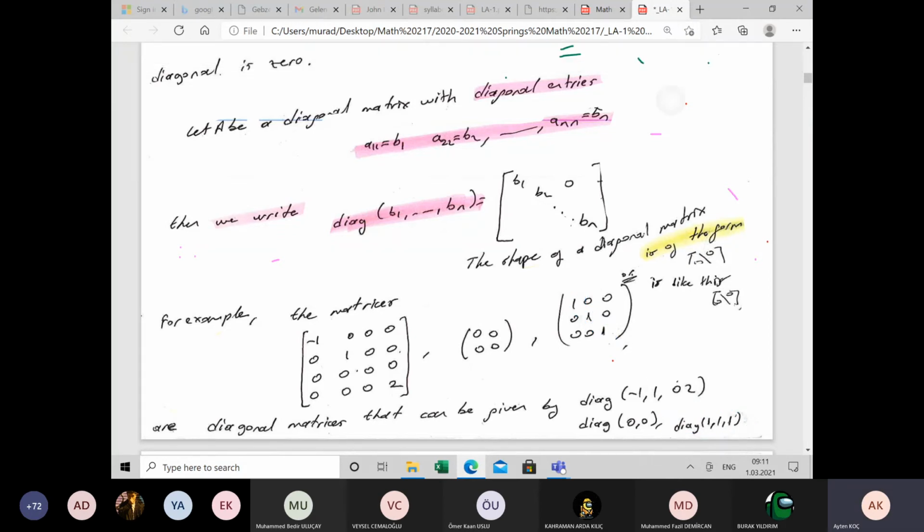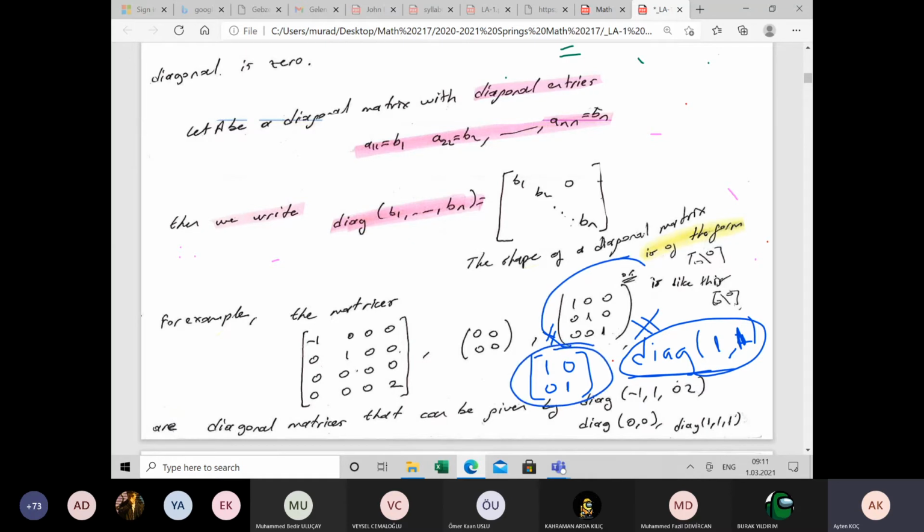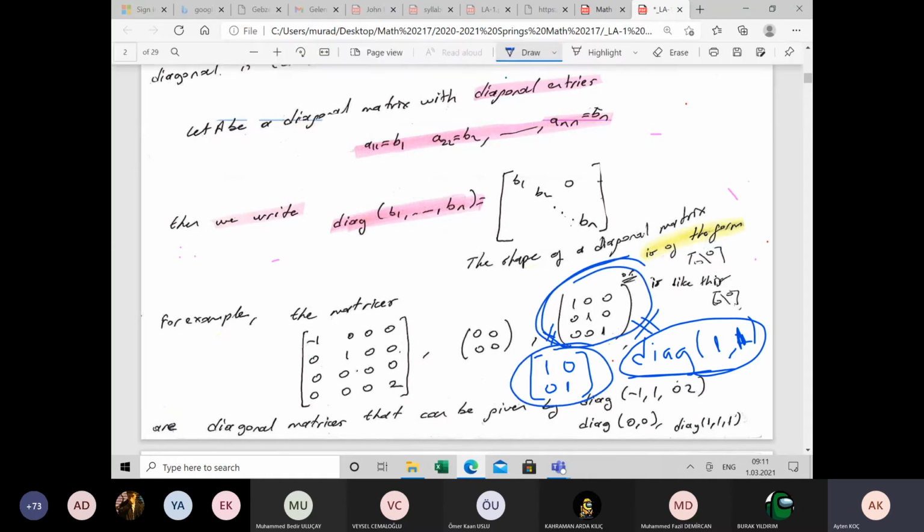But first of all, for example, look at this one, diagonal 1, 1. This one is not equal to this one. Sorry, this one is a 2 by 2 matrix, and this matrix is denoted by this one. This matrix is not equal to this one, because our matrices have different row and column dimensions. This one is 2 by 2. This one is 3 by 3. It's okay.